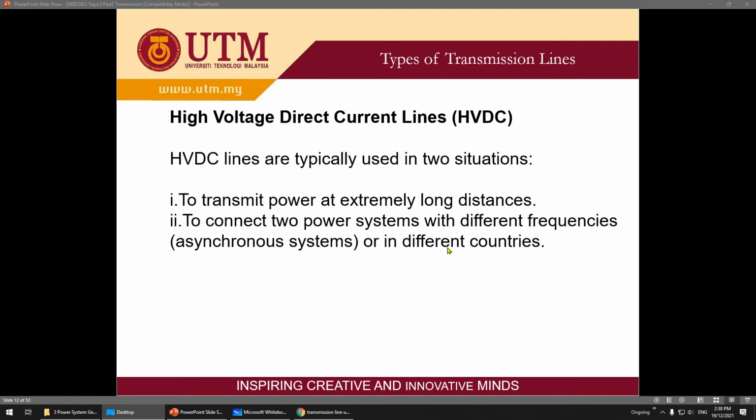So between Malaysia and Thailand we have a high voltage DC current line. Because we have two different frequencies, we cannot just connect them. You have to convert to DC first and then convert back to AC, or for extremely long distance. So this is the function of the high voltage DC system.